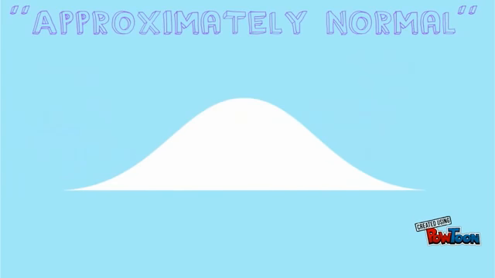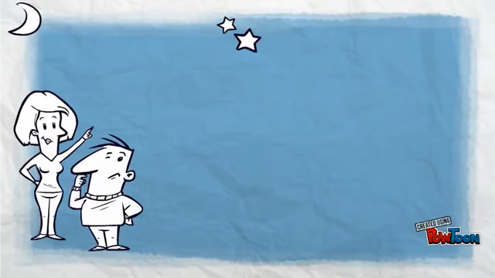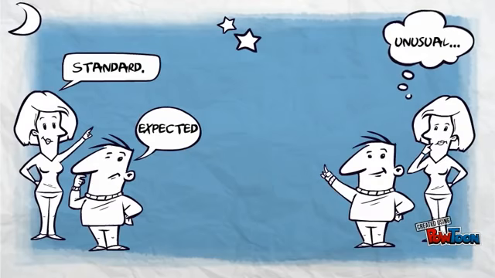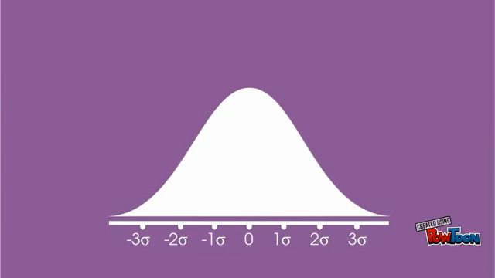Standard deviation is commonly used to understand whether a specific data point is standard and expected, or unusual and unexpected. Standard deviation is represented by the lowercase Greek letter sigma. A data point's distance from the mean can be measured by the number of standard deviations that it is above or below the mean. A data point that is beyond a certain number of standard deviations from the mean represents an outcome that is significantly above or below the average.